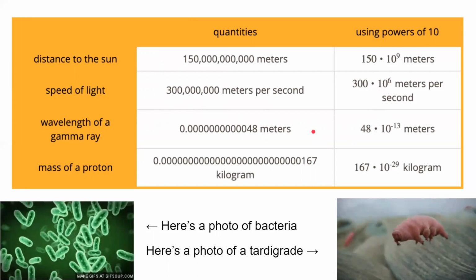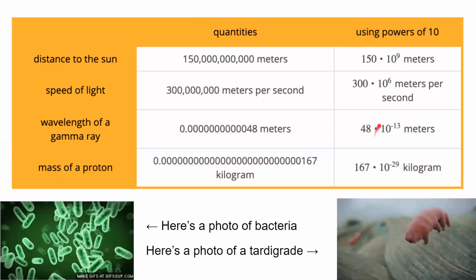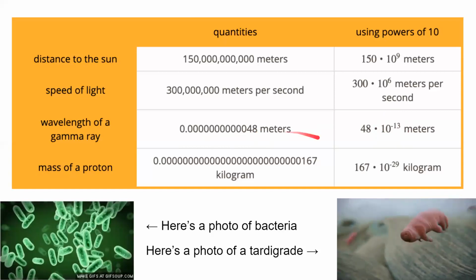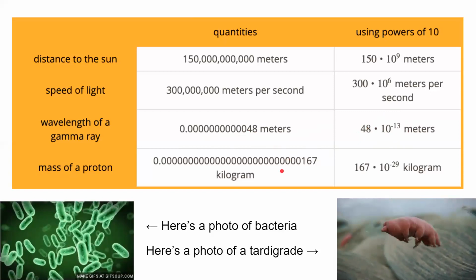Notice that when we start talking about really small numbers, the powers of 10 become negative. And that's because we're talking about 1 over 10 to that power. So 1 over 10 to the 13th is a really small number. And so here the wavelength of a gamma ray is 48 times 10 to the negative 13th, which is less than a trillionth. It's 4.8 trillionths of a meter. It's really tiny. Or even smaller still, the mass of a proton.